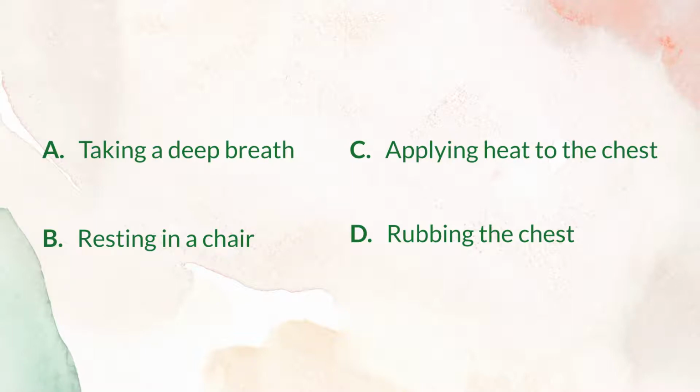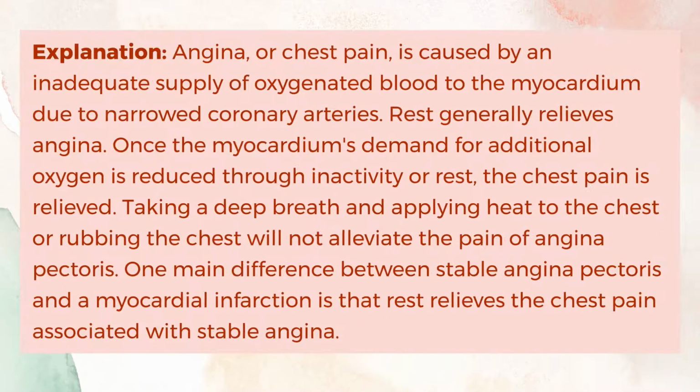The correct answer is B. Resting in a chair. Explanation. Angina, or chest pain, is caused by an inadequate supply of oxygenated blood to the myocardium due to narrowed coronary arteries. Rest generally relieves angina. Once the myocardium's demand for additional oxygen is reduced through inactivity or rest, the chest pain is relieved. Taking a deep breath and applying heat to the chest or rubbing the chest will not alleviate the pain of angina pectoris. One main difference between stable angina pectoris and a myocardial infarction is that rest relieves the chest pain associated with stable angina.